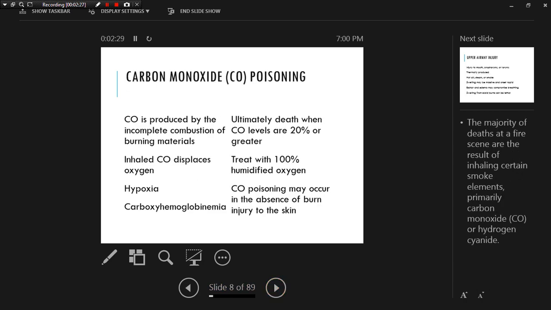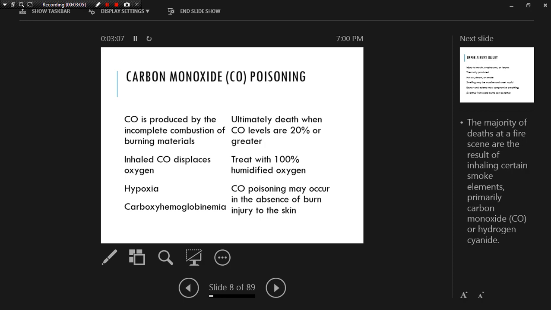So with carbon monoxide poisoning, carbon monoxide is produced by the incomplete combustion of burning materials. Inhaled carbon monoxide displaces oxygen. Our hemoglobin has a stronger affinity for carbon monoxide versus oxygen. So even though some of these patients have enough oxygen within their bloodstream, there's not enough that's attached to the hemoglobin because there's too much carbon monoxide. So it's displaced. So with carbon monoxide poisoning, you're going to see a relative hypoxia.